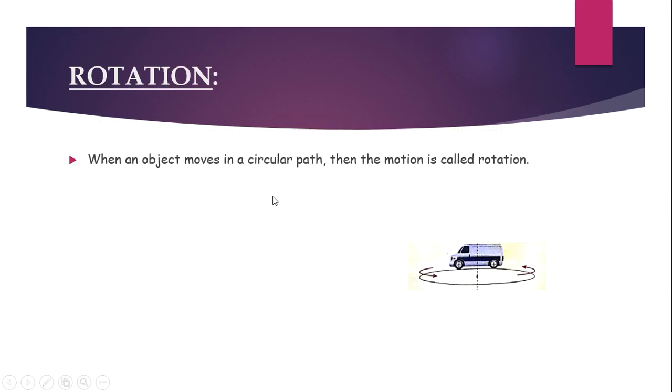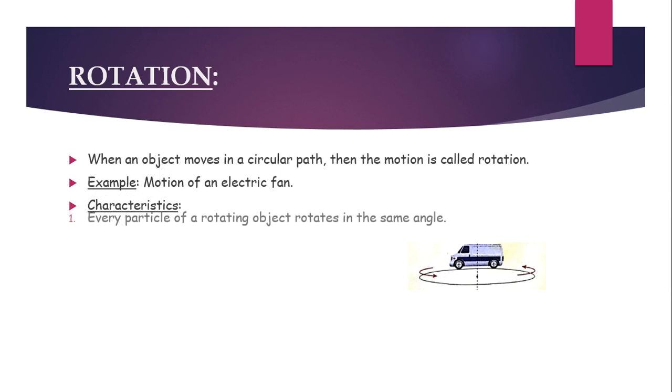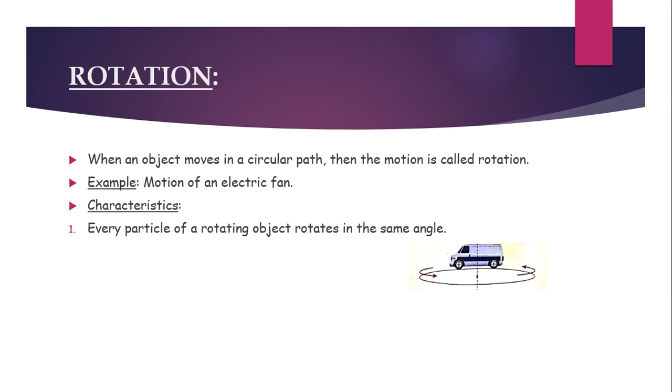Now the second type, that is rotation. When an object moves in a circular path, then the motion is called rotation or rotational motion. Here we can see that the car is moving in a circular path. This is an example of rotation. Characteristics of rotation. Every particle of a rotating object rotates through the same angle, and secondly, the rotating axis always remains at rest. Here the dotted line is our rotating axis.